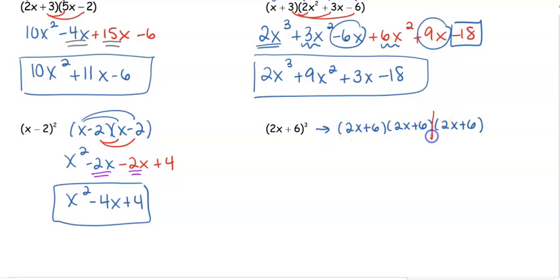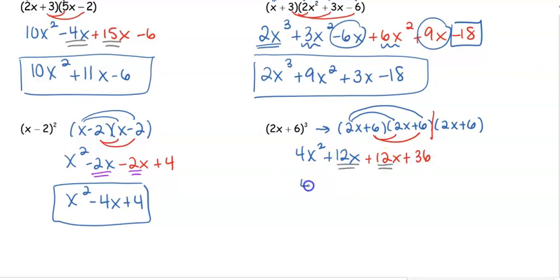Go ahead and we'll start with these first 2. Distribute. 2x times 2x, that is 4x squared. 2x times 6, that is 12x. And then we distribute the 6 to each of those pieces. 12x plus 36. We've got those like terms in the middle, giving us 4x squared plus 24x plus 36.